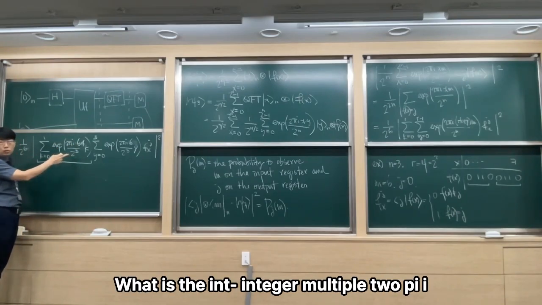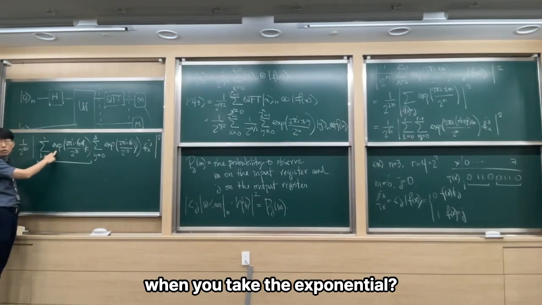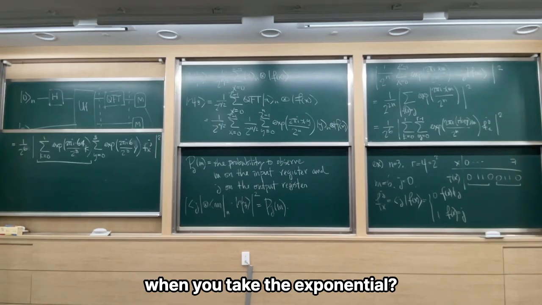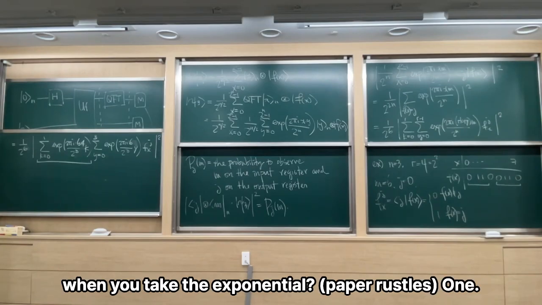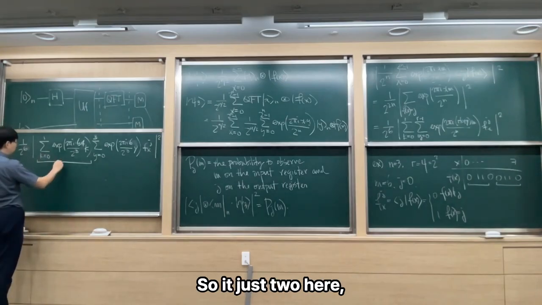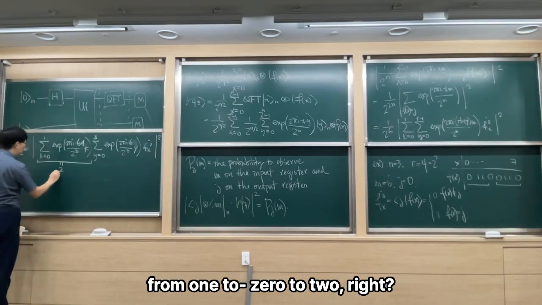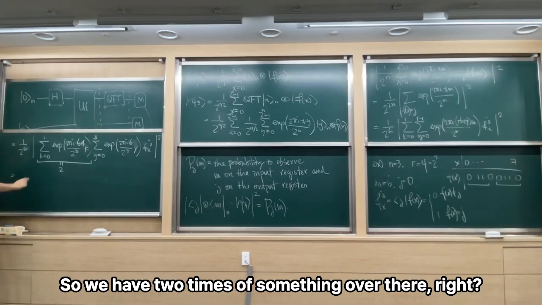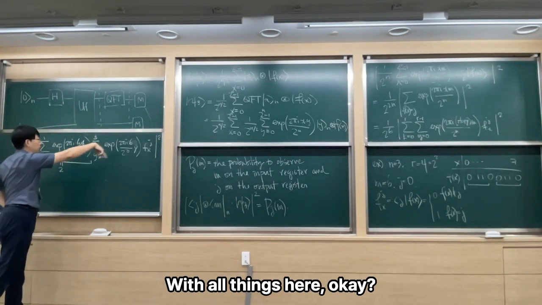What is the integer multiple of 2 pi I when you take the exponential? 1, yeah, it just disappears, right? So it disappears. So it's all 1. So it's just 2 here. So because we're taking k from 0 to 2, right? So we have 2 times of something over there, right? With all things here. Okay.